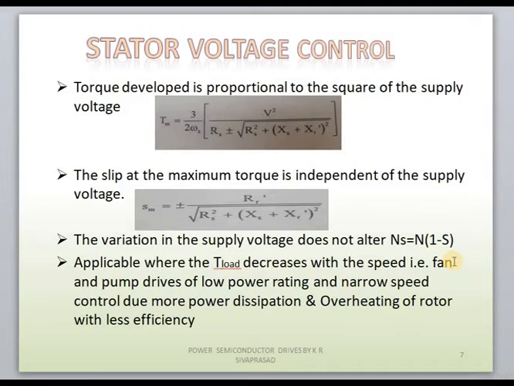The fan load has torque and speed inversely related. Torque is directly proportional to 1 by n square. That means if you change the torque value, the speed value will decrease abruptly. Like that, the power rating will be very low.